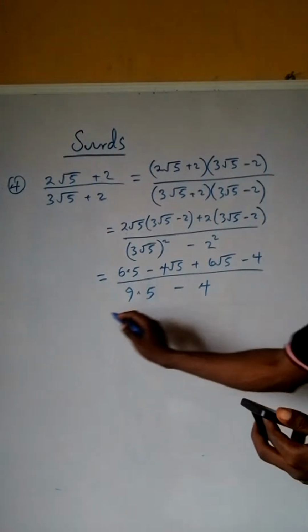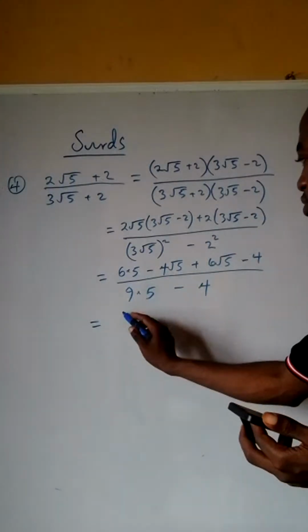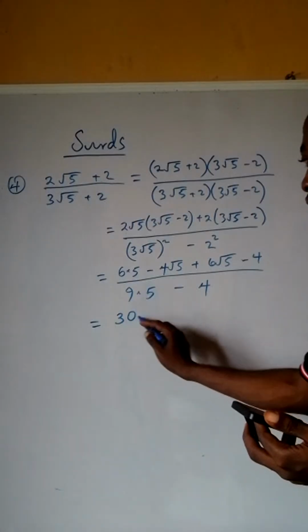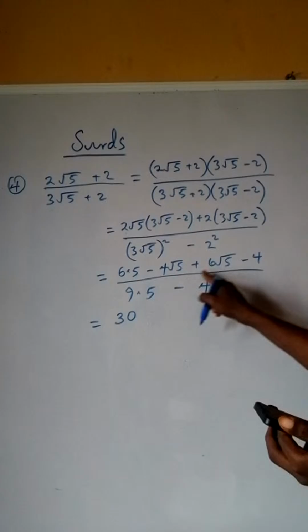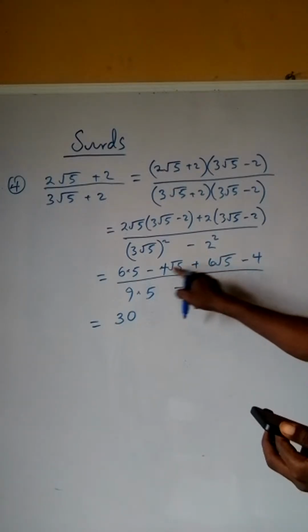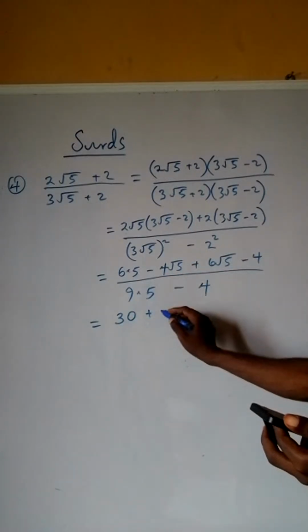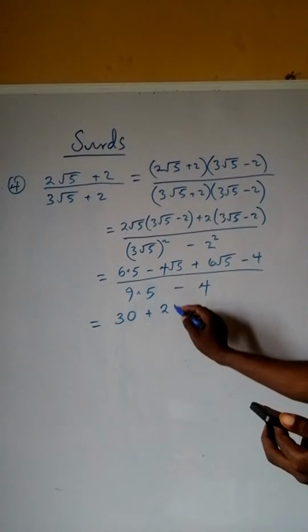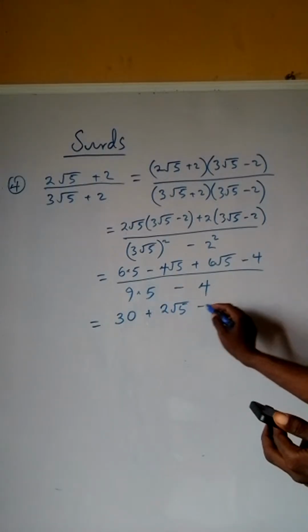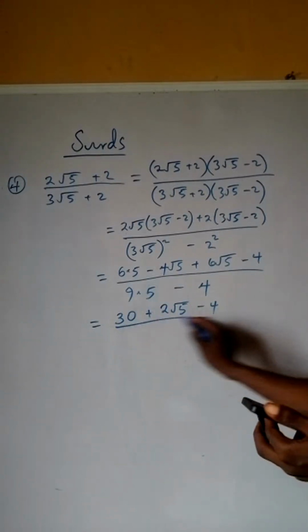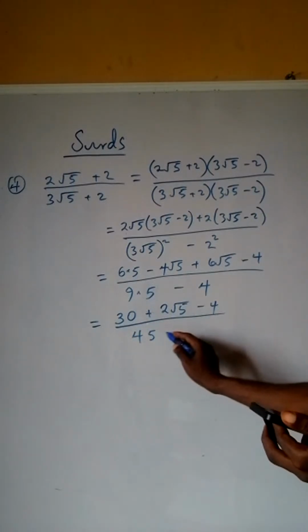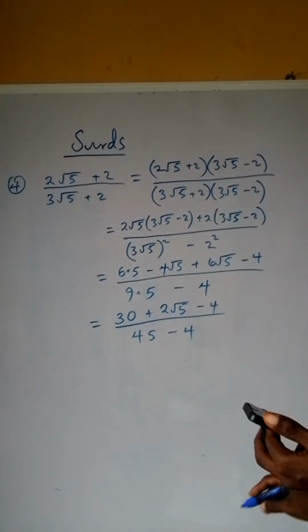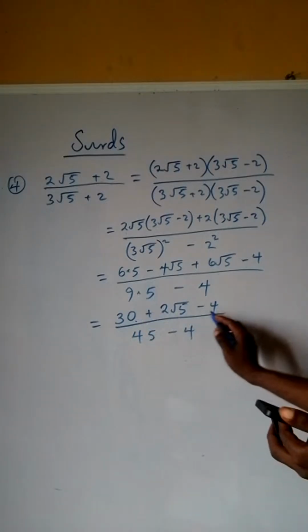So this here becomes 6 times 5, that's 30. Then minus... we can add this root 5. 6 minus 4, that's 2. That's plus 2 root 5. Then minus 4 here. All over 9 times 5, that's 45. Then minus 4. So here, next step, we have 30 minus 4.